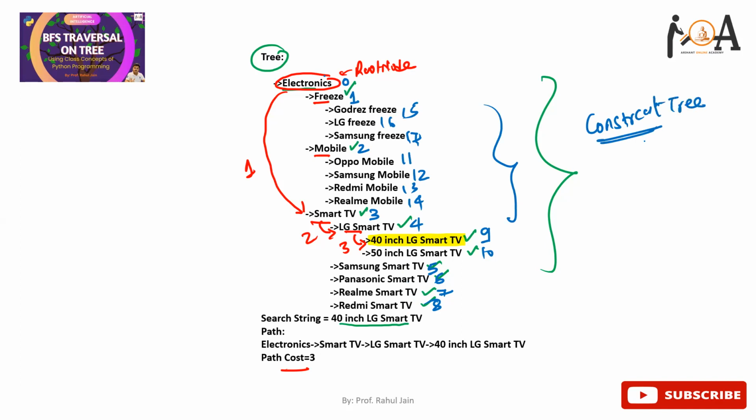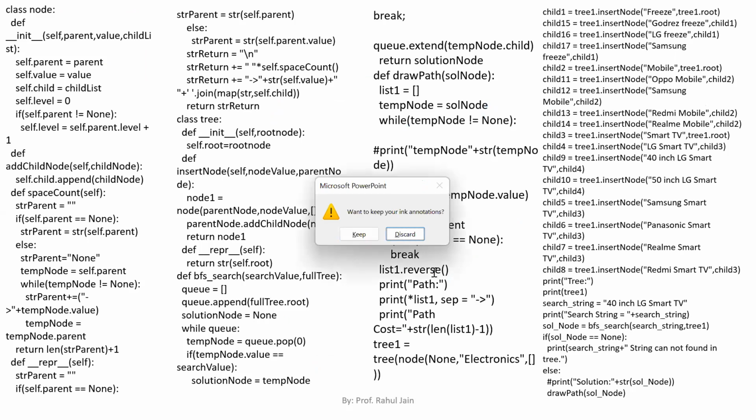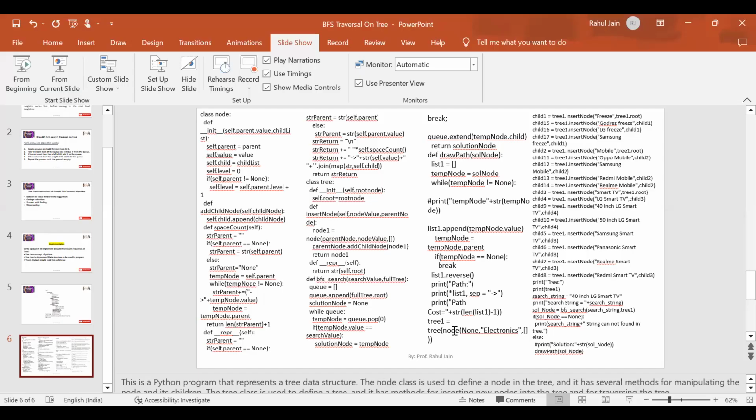After construction of the tree, we need to search for this particular element, that is 40-inch Smart TV. We need to search this string, and we also need its path, that in Electronics it will go into Smart TV, then LG Smart TV, then 40-inch LG Smart TV. And what is the cost? That is, how many edges there will be from the root node to that particular key. These things we have to perform. So let's start. This is a simple piece of code which I am going to run on Google Colab, so it will be better understandable, right?